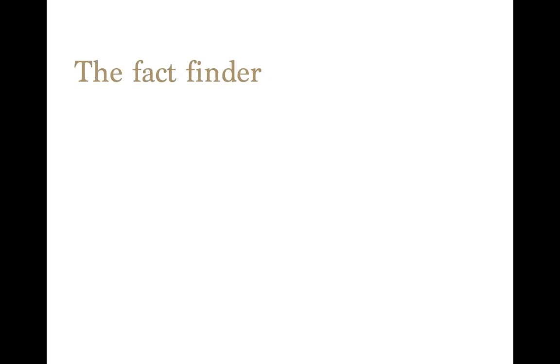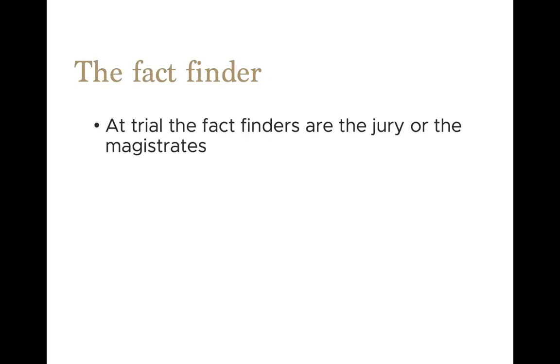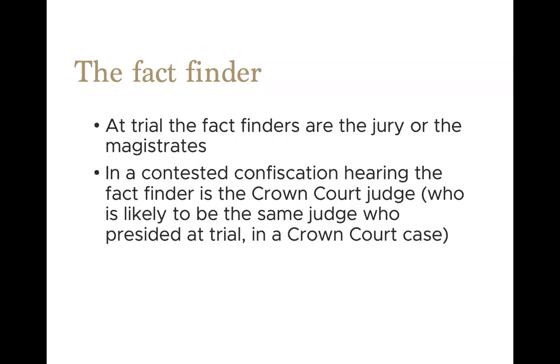Okay, who's the fact finder? Pretty obvious, I think. At trial, the finders of fact, in a Crown Court, are the jury. In a magistrate's court, are the magistrates. But in a confiscation hearing where there is a contest, then the fact finder is the Crown Court judge. And he, of course, may be the same Crown Court judge who dealt with the trial if it was a Crown Court trial. Now, the defendant may not be very thrilled about that.